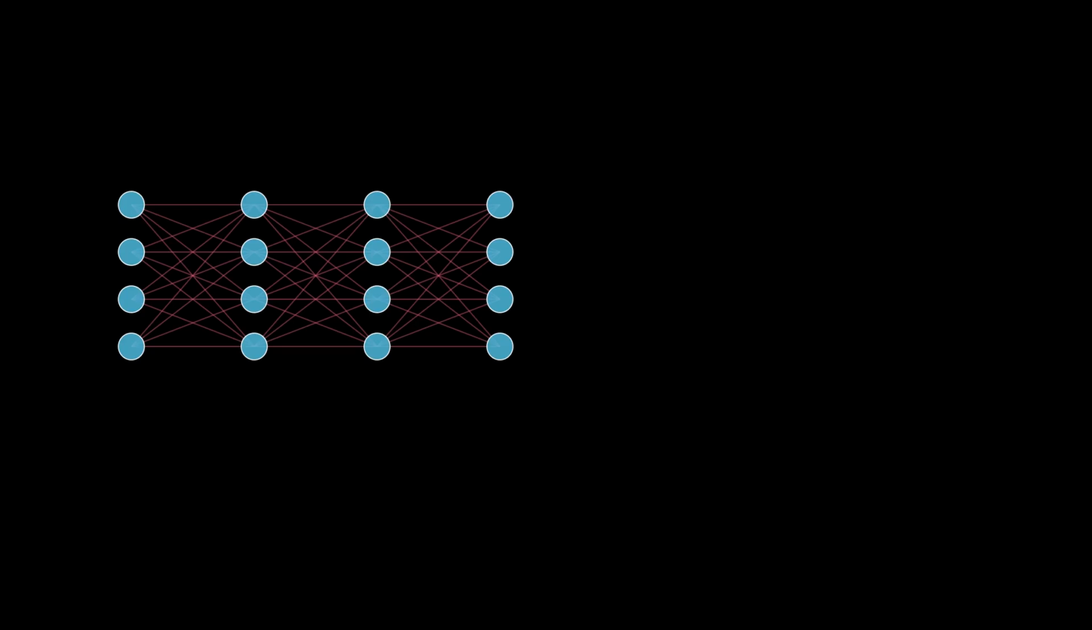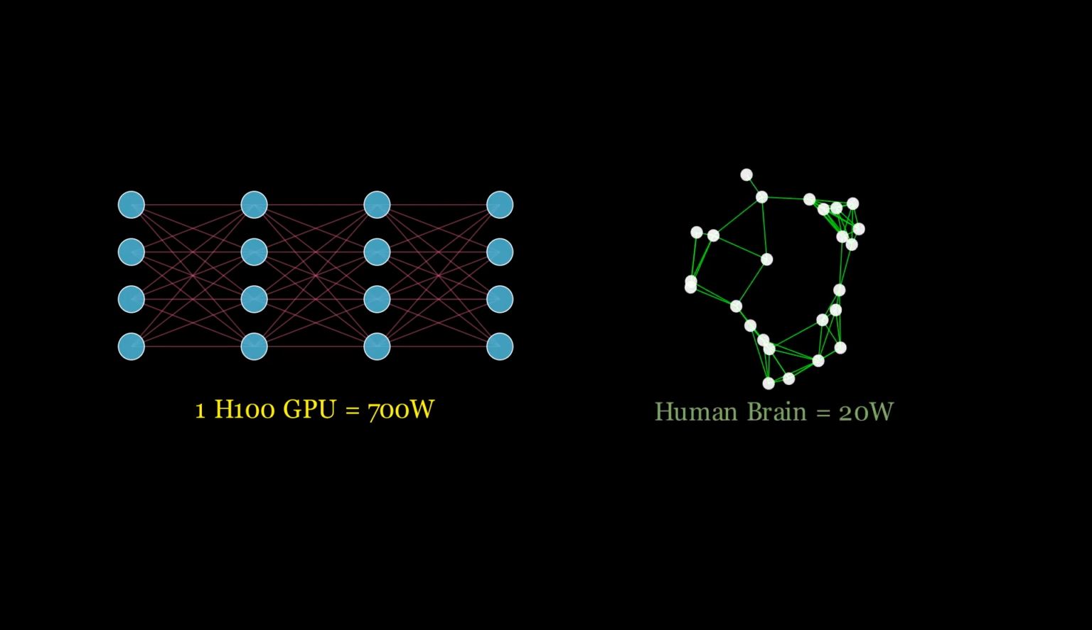Modern artificial intelligence is an industrial powerhouse. Models today have hundreds of billions, even trillions of parameters. A single modern GPU consumes 700 watts of power, and training these models requires thousands of them. Meanwhile, the human brain, with more than 100 billion neurons and more than 200 trillion synapses, runs on about 20 watts, less power than a standard light bulb.